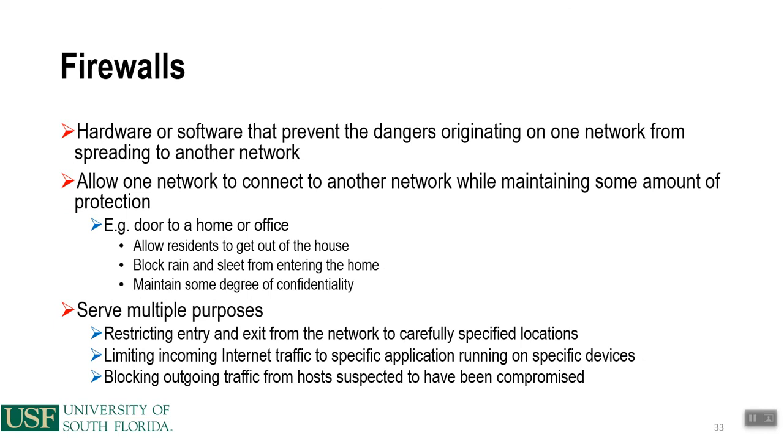Firewalls are hardware or software that prevent the dangers originating on one network from spreading to another network. So you can think about this as the firewall actually protecting an organization. It's creating a bubble around an organization such that if there's a threat that comes in from the external, the firewall will be able to prevent that accordingly. It allows one network to connect to another network while maintaining some amount of protection.